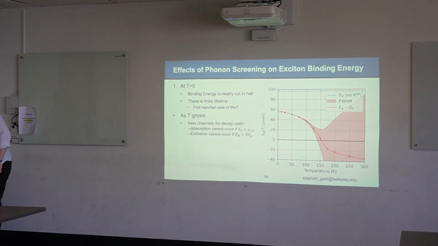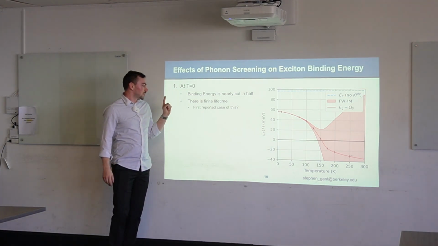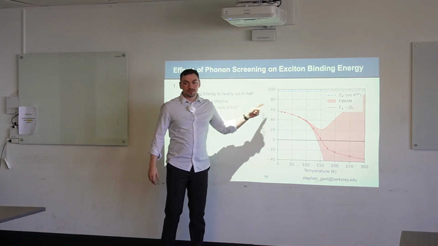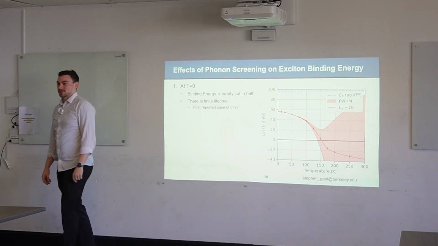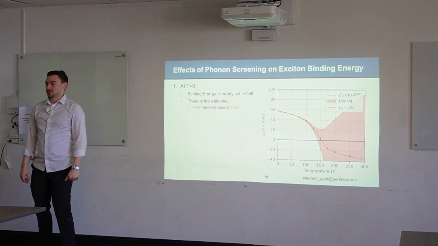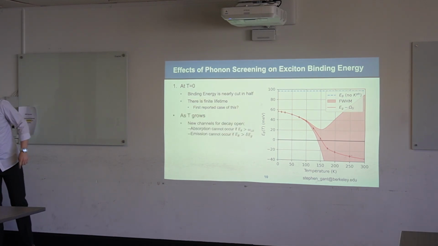So yeah. Oh, and I wanted to note here that although you can't quite see it, and I'll get into this in more detail in a second, there is actually a finite line width even at 0 temperature. And as far as I can tell, this might be the first reported case of exciton decay at 0 temperature, which is super cool. More on that in a second.